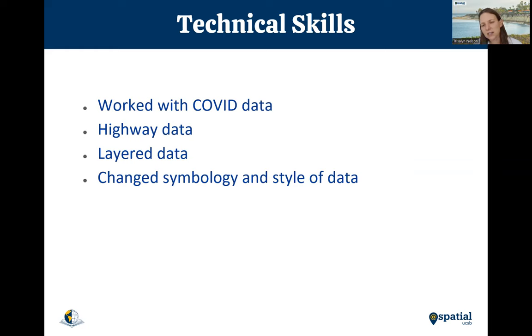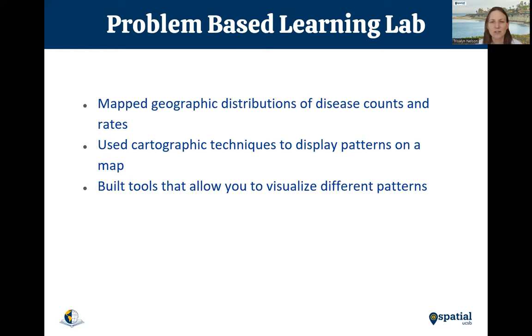The technical skills, you got to play around with some of those ideas as you worked with COVID data and also highway data, as you layered that data and looked at how you could change the symbology and the style of data. Here you're really getting a first taste of being a cartographer, which is the series of techniques that we use to tell stories with maps. And in our problem-based learning lab, you were able to look at geographic distribution of disease counts and rates, display those cartographically on maps, and then also build tools that allow you to look at differences between patterns.